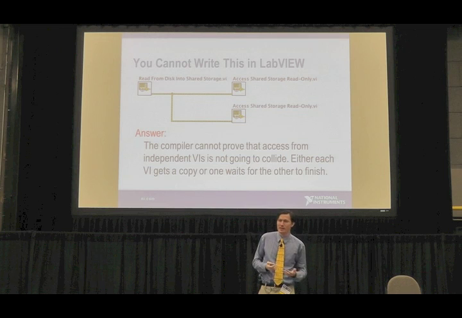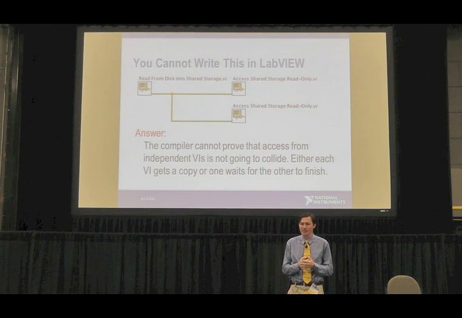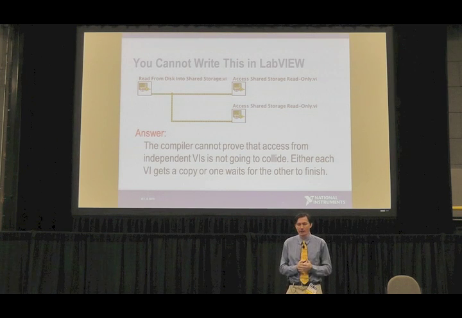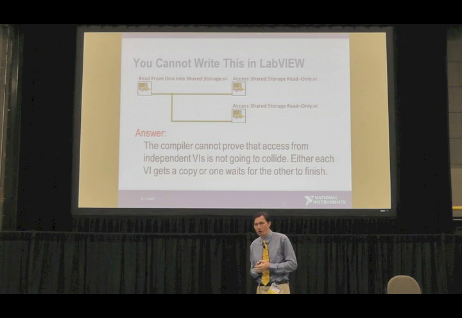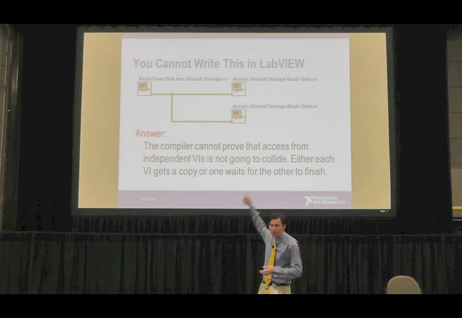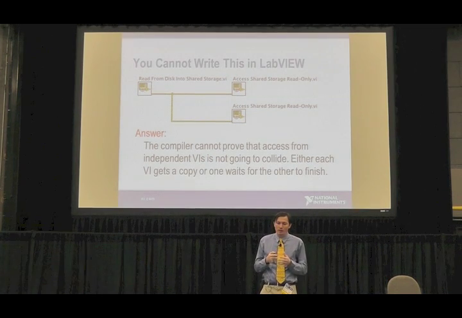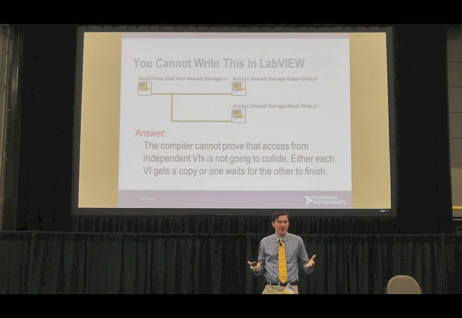And the reason is that there's no way that the compiler can prove that the access from these independent VIs is not going to collide. Either every VI is going to get one copy, or we're going to have to wait for one VI to finish. And that means you're going to need to wire the error cluster such that these two operations serialize. There's nothing that you can specify that is going to get you around that.